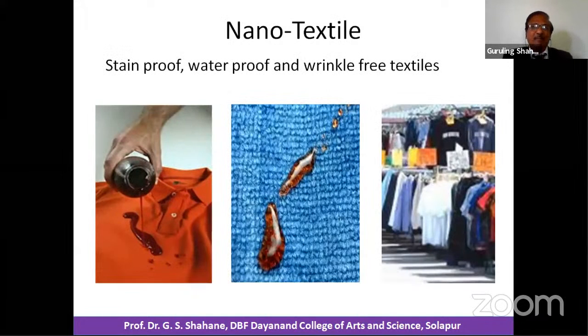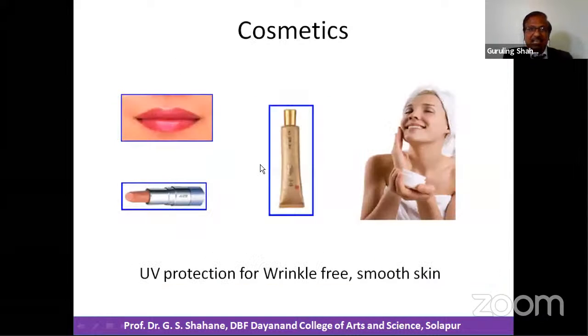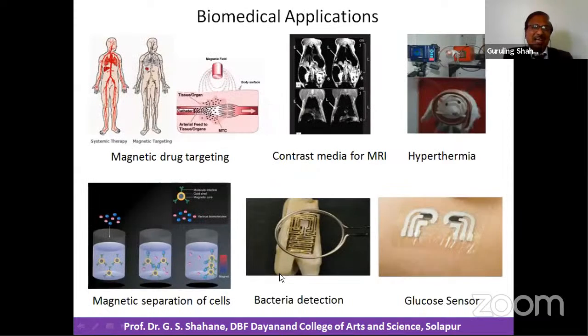Also useful in the textile industry: stain-proof, waterproof, wrinkle-free textiles. Some nanomaterials, zinc oxide, TiO2 nanoparticles, are coated on these textile fibers, out of which you get such wrinkle-free and stain-proof textiles. In cosmetics also, we can use nanoparticles for UV protection as well as for smooth skin. So there are a number of applications.